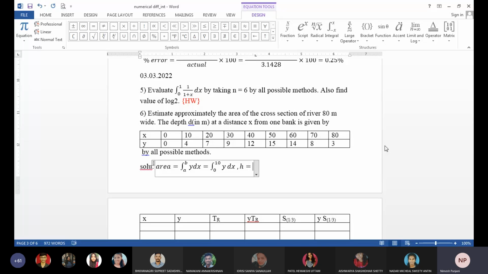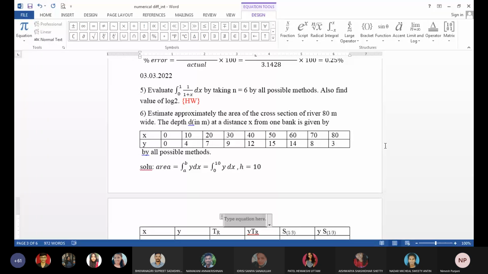What is my h? Okay, by seeing the observations, can you tell what is your h? 10. H will be the difference between the two successive values of your x.